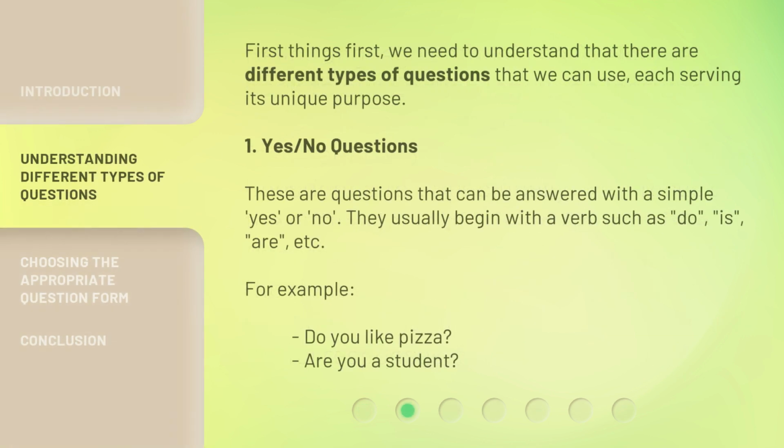First things first, we need to understand that there are different types of questions that we can use, each serving its unique purpose. 1. Yes, no questions. These are questions that can be answered with a simple yes or no. They usually begin with a verb such as do, is, are, etc. For example, do you like pizza? Are you a student?